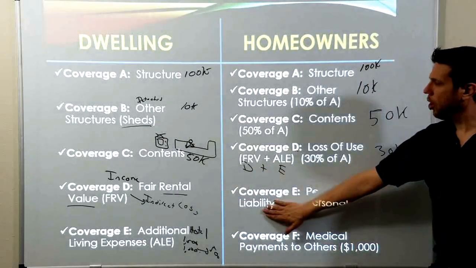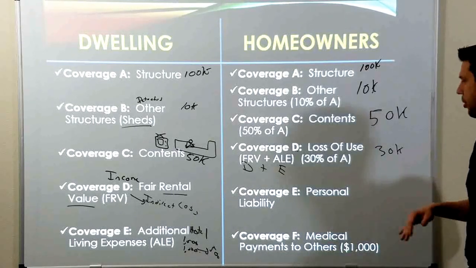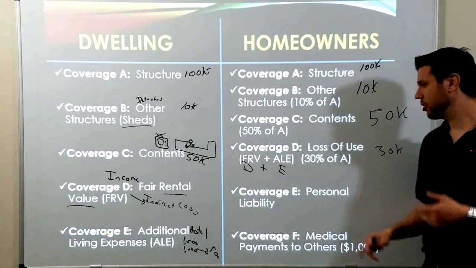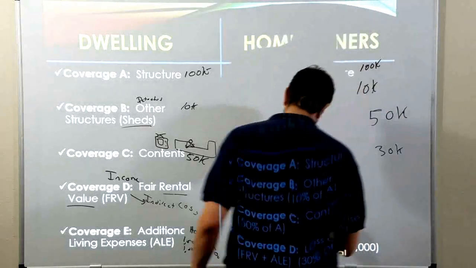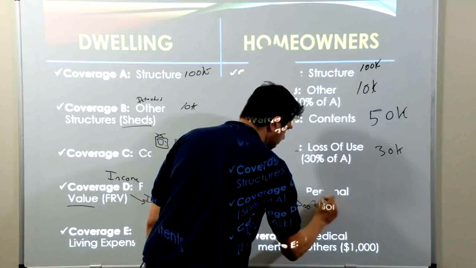Coverage E under homeowners is known as personal liability. This protects you from a lawsuit such as like a dog bite. If your dog bites somebody, they might sue you.